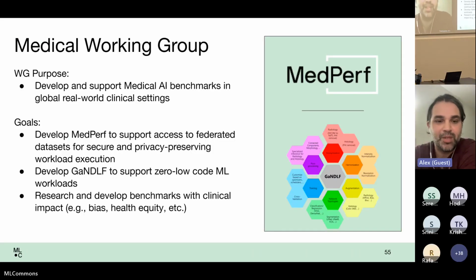Thank you. So my name is Alex Karargyris, and I'm the co-chair for the medical working group. For those who don't know, our group focuses on developing support and benchmarks for medical AI on real-world medical data. We have 3 goals: develop and support MedPerf, which is an open benchmarking platform for federated evaluation of medical algorithms; second, develop GaNDLF for quick medical ML development; and finally, research and develop AI benchmarks that have clinical impact. Next slide, please.